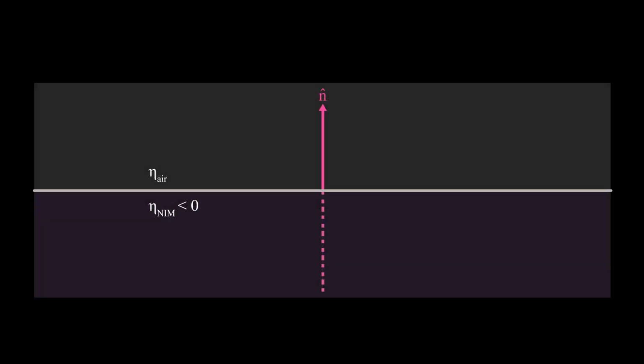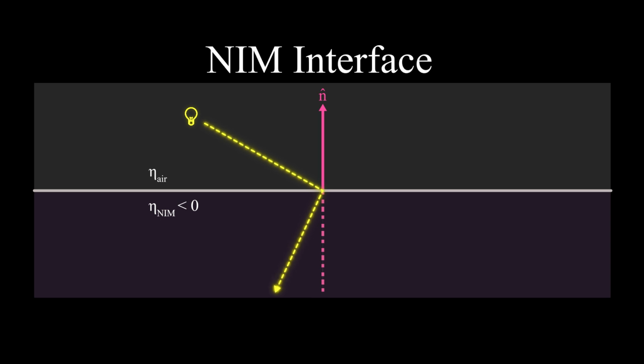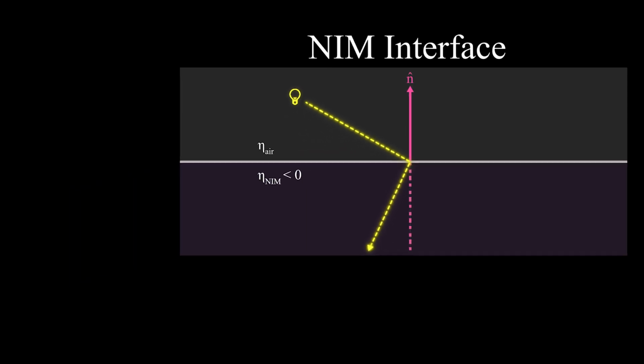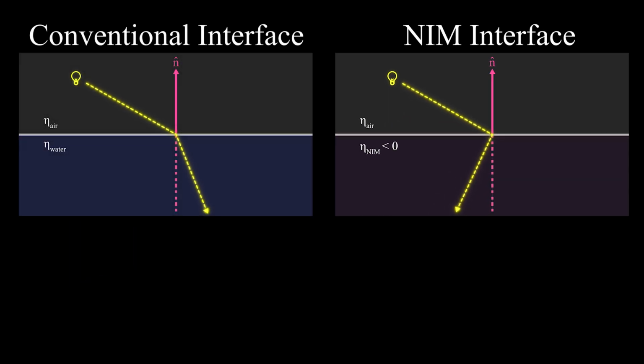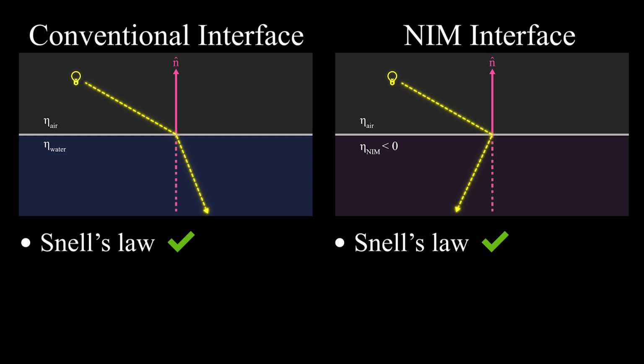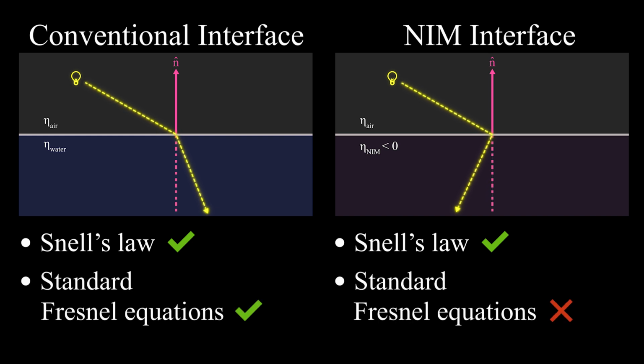To understand the effects of these specialized materials on light propagation, we consider light incident at an interface and transmitting into a NIM. At this boundary, light refracts on the same side of the surface normal rather than the opposite side as observed in conventional materials. We term this phenomenon negative refraction. While Snell's law still governs refraction at a NIM interface, the standard Fresnel equations are no longer applicable.